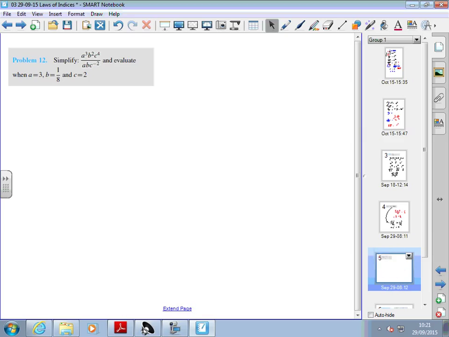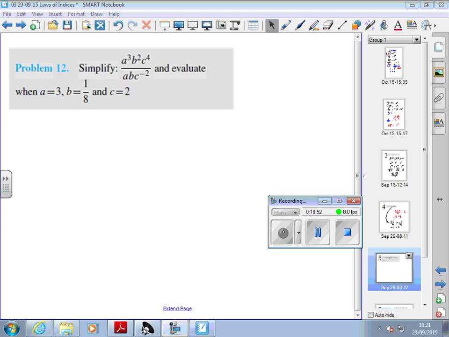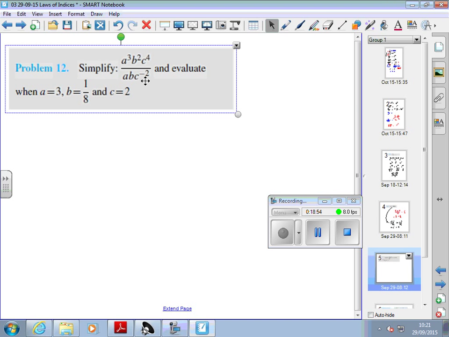Simplify using the laws of indices. I'll pick this one because we're going to use the second law of indices, but I've got to be careful. Can anybody see where I've got to be careful and why? The problem is this minus 2 at the bottom. So let's look at it.